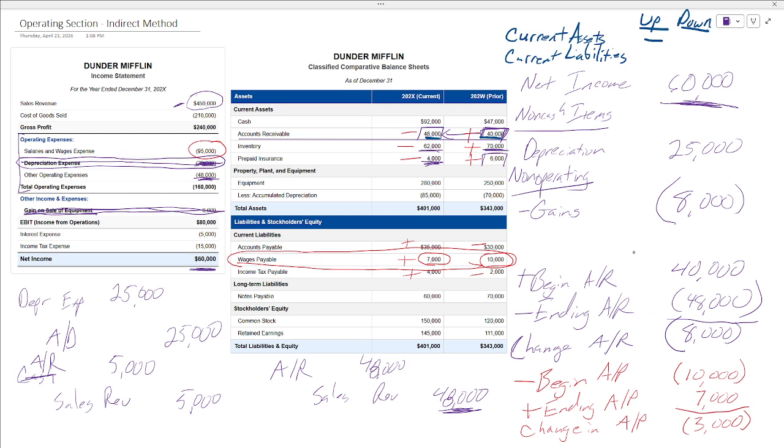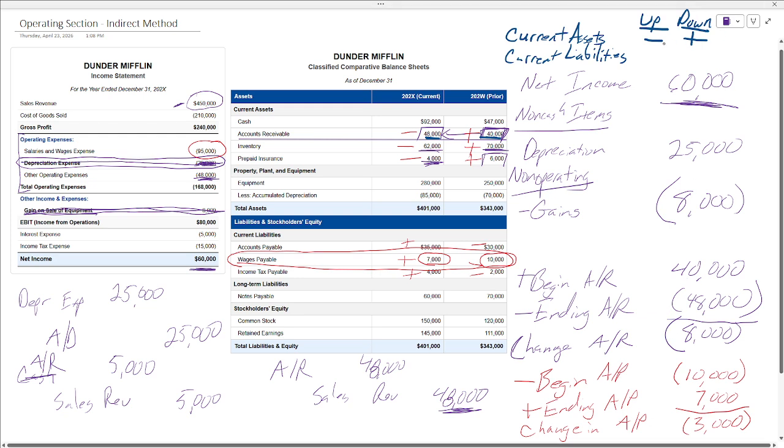If it went down, for example, the prepaid insurance went down, we have to add it. We are adding the beginning, subtracting the ending. So if the beginning is bigger than the ending, we end up with a positive number and have to add it. Current liabilities are the opposite way.